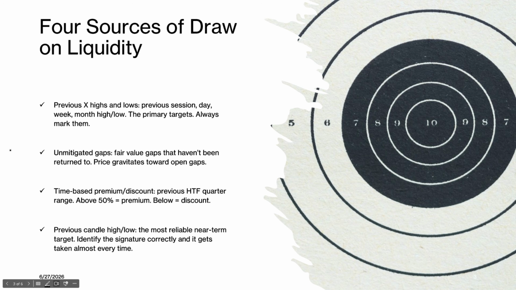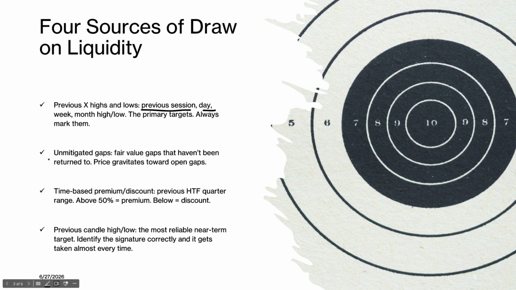Four sources of draw on liquidity. First, previous X high or low. That means previous session high or previous day, week or month high or low. These are primary targets, so you're targeting previous session highs or lows, or the day or the week, etc. Always mark them. And yes, guys, especially the previous day high and low.